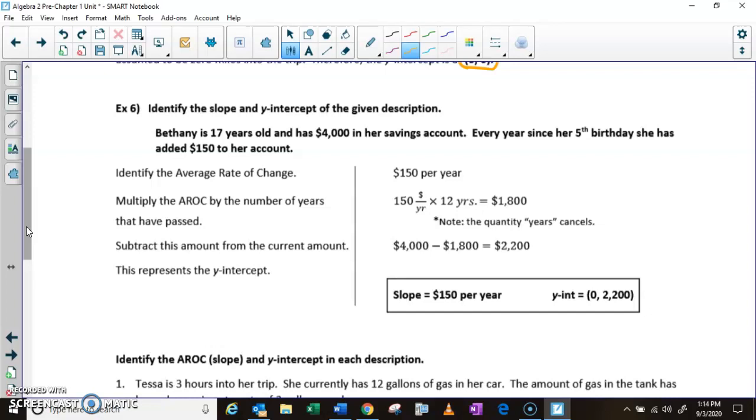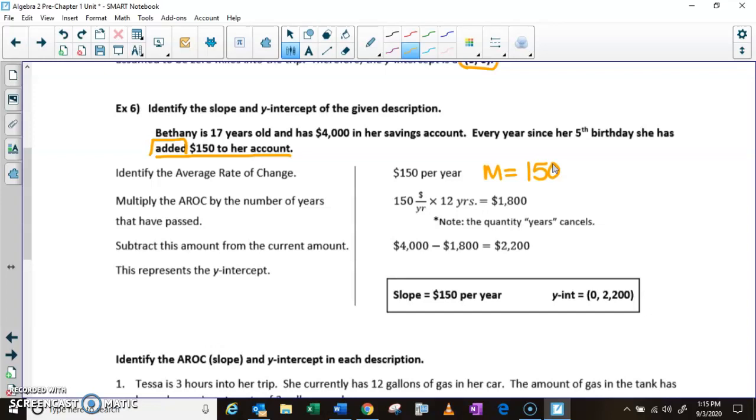So the very first thing we want to do is find the average rate of change. So how much did her account change in any particular given year? Well, since her 5th birthday, she has added $150 to her account. So since she is adding, we're increasing her account by $150. So my average rate of change is my slope. So my slope, I'm adding, so that's a positive 150. So $150 per year.